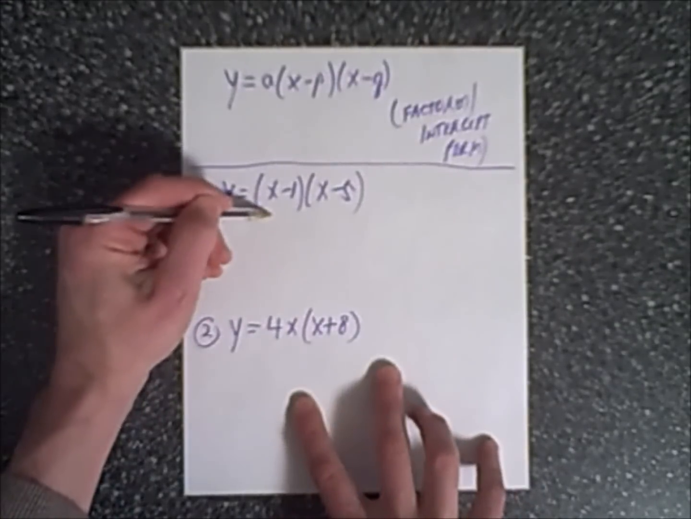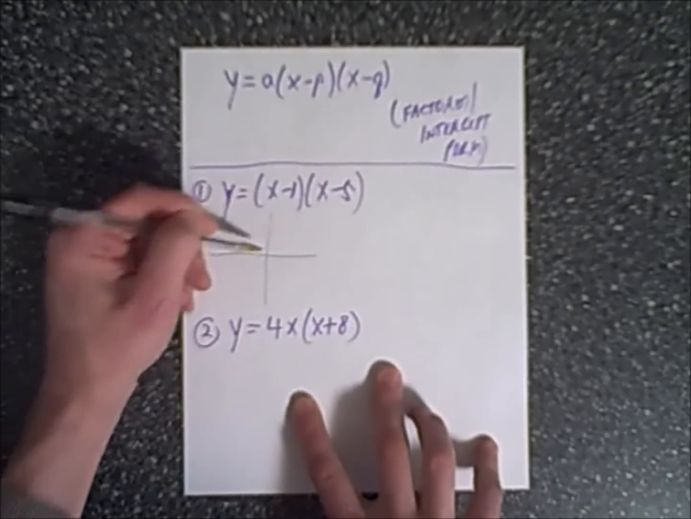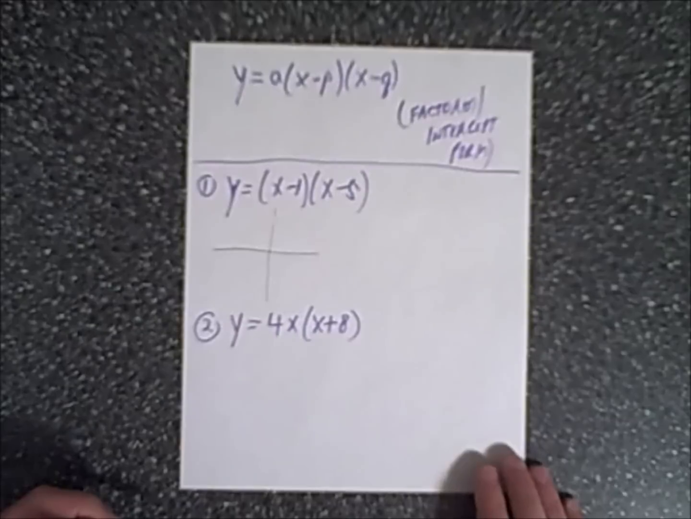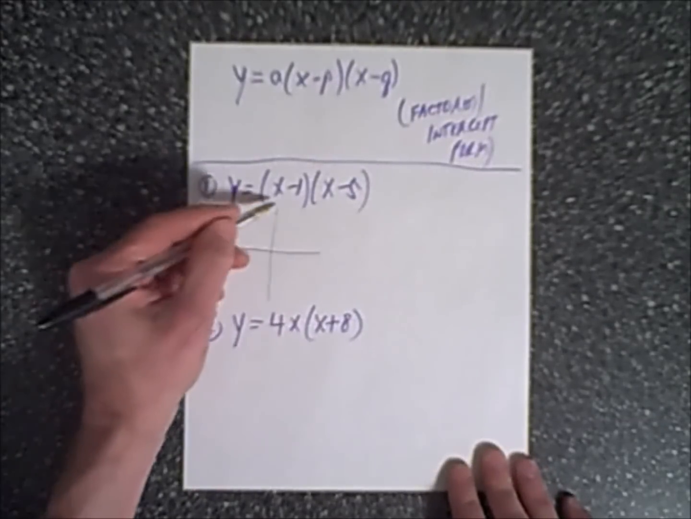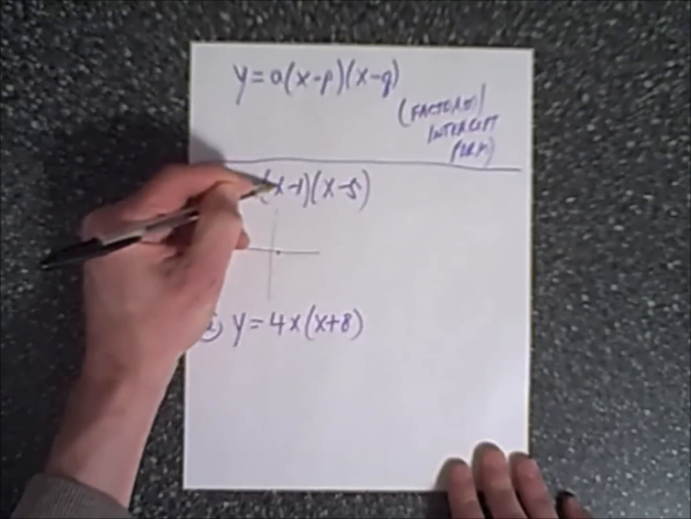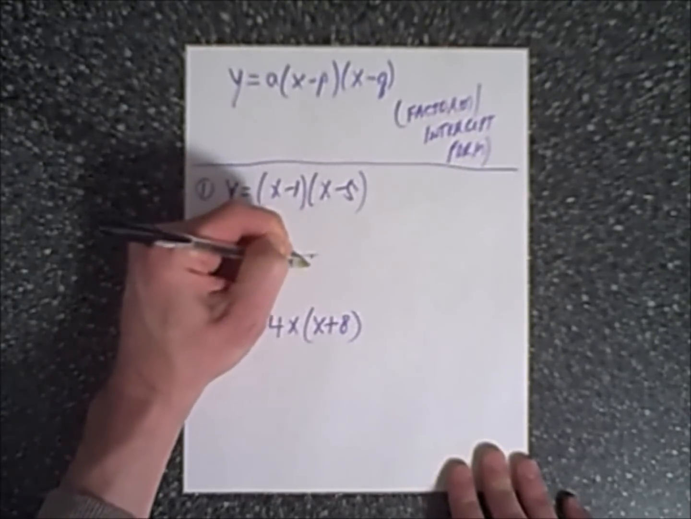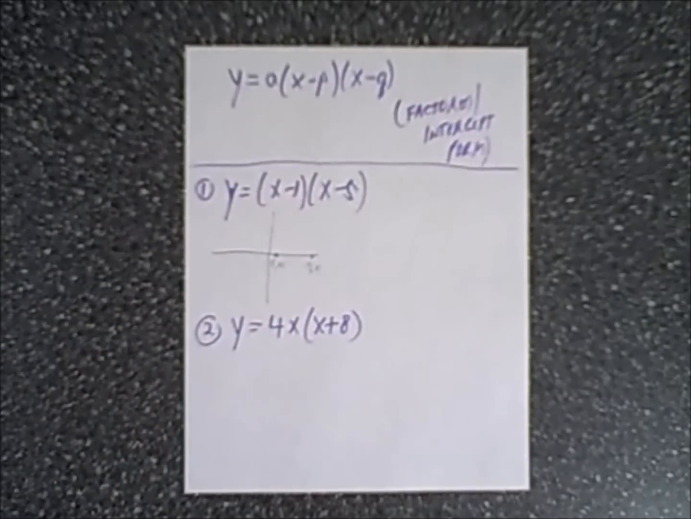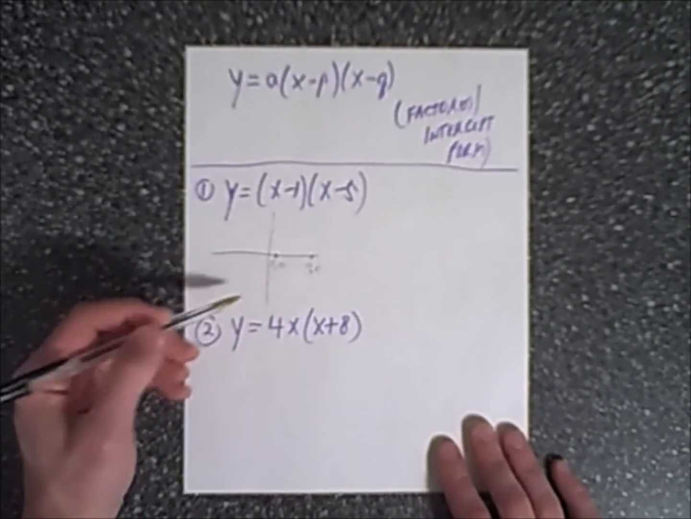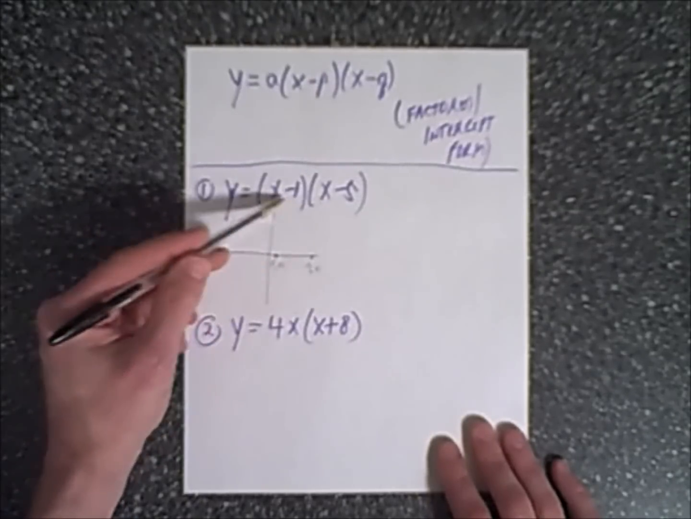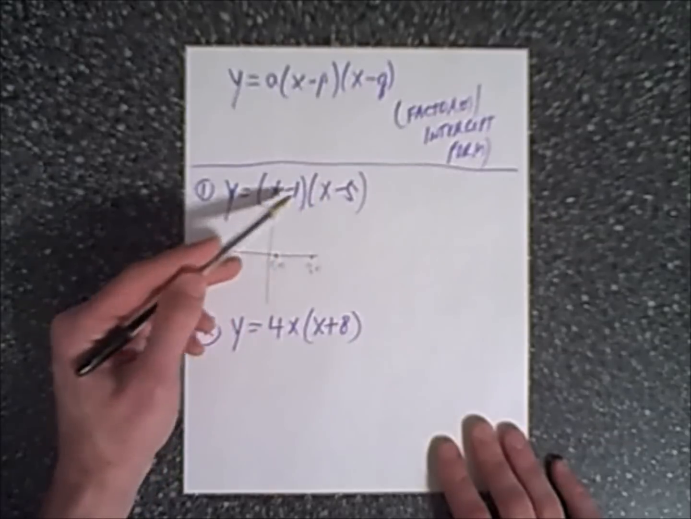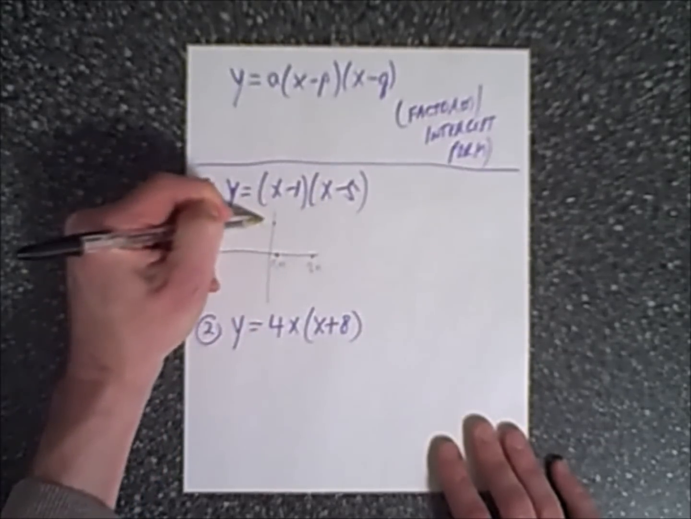If you were to graph this, where would be the x-intercepts? Well, they would be at (1, 0), because if you plugged in 1, you'd get 0. So this is (1, 0), and they would be at (5, 0). By the way, where is the y-intercept? Well, if you plug in 0, you get 0 minus 1 times 0 minus 5. (0, 5) is the y-intercept.